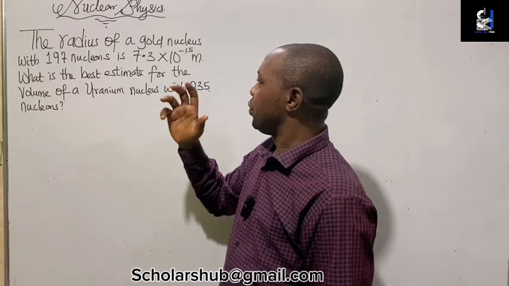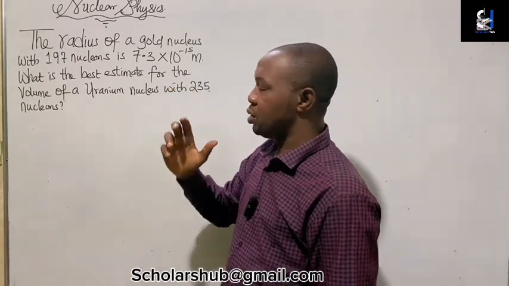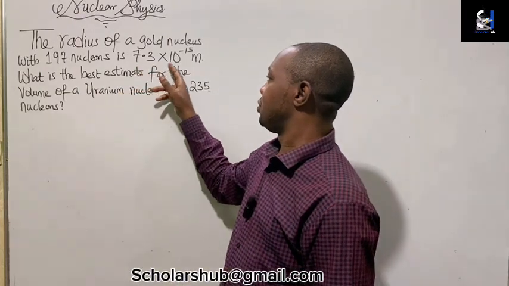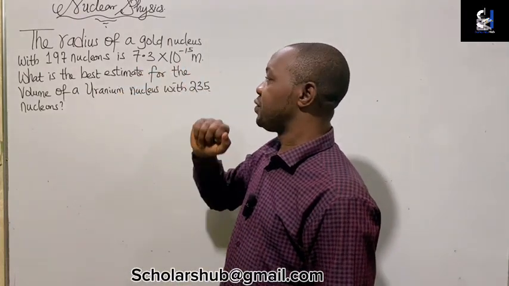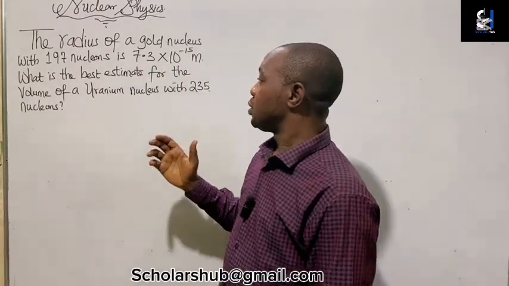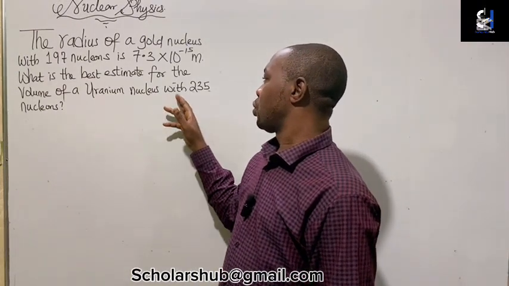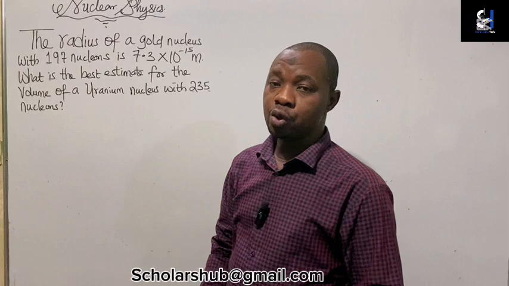The radius of a gold nucleus with 197 nucleons is 7.3 times 10 raised to the power of minus 15 meters. Now, what is the best estimate for the volume of a uranium nucleus with 235 nucleons?